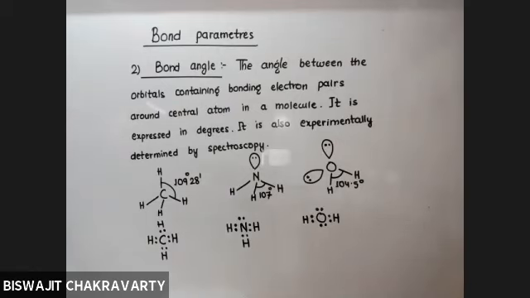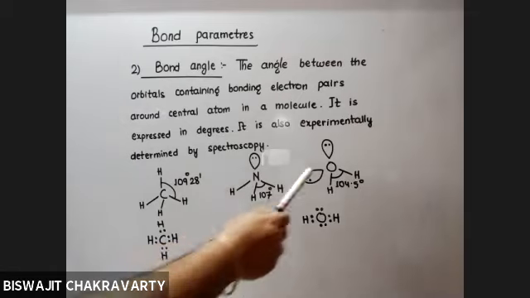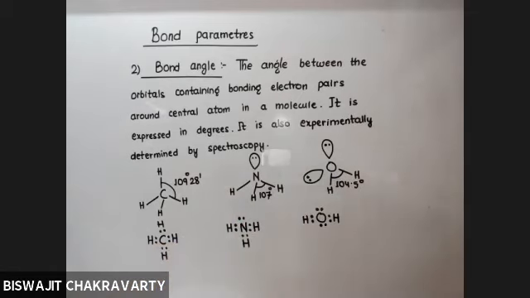So as the lone pair is increasing, we are going to get an effect on the bond angle value. So with an increase in lone pairs, what is happening to the bond angle? Is it increasing or decreasing? Decreasing, sir. So the more the number of lone pairs, the smaller is the bond angle. Understood?